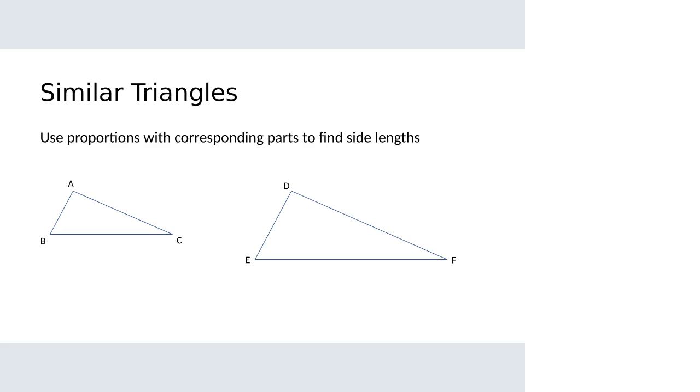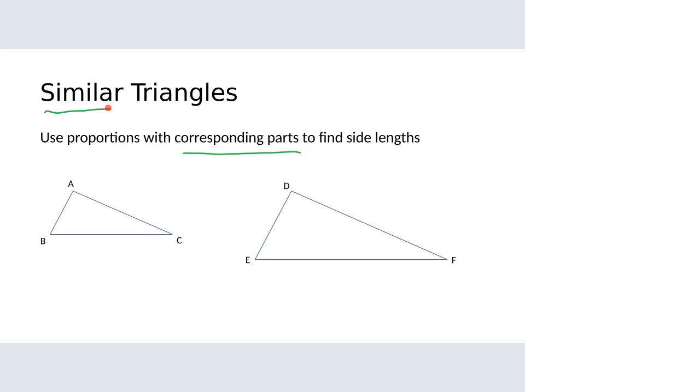Before we start setting up proportions, though, I do want to talk about the idea of corresponding parts. When we say that two triangles are similar, we're saying they have the same shape but a different size. And we can see here we have triangle ABC on the left and triangle DEF on the right. And those two triangles are similar. Mostly, we're not going to get out a protractor and measure, but this page tells us they're similar triangles, so we'll trust that. These two triangles have the same shape, different size.